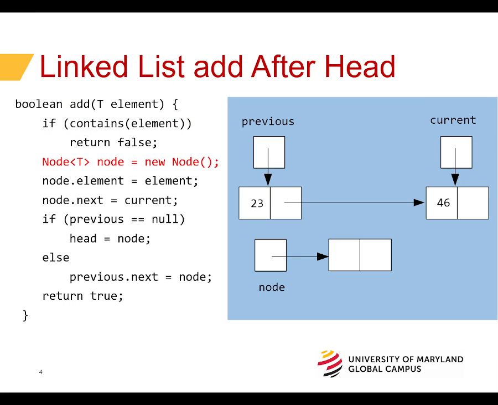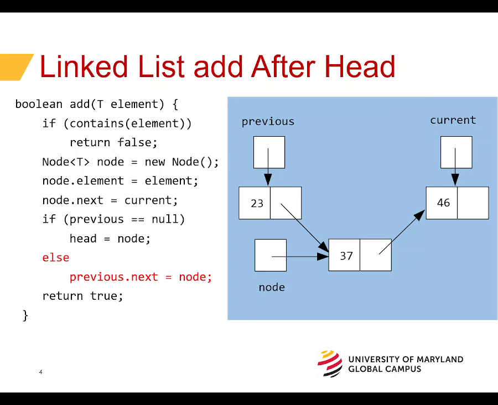A new node is allocated as before. This time we are assuming 37 is the value to be inserted. Connecting the new node to the one pointed to by current is the same as before. What is different now is that previous is not null, so this if condition is false. So the else part is executed instead. It makes the next portion of the previous node point to the newly allocated node.